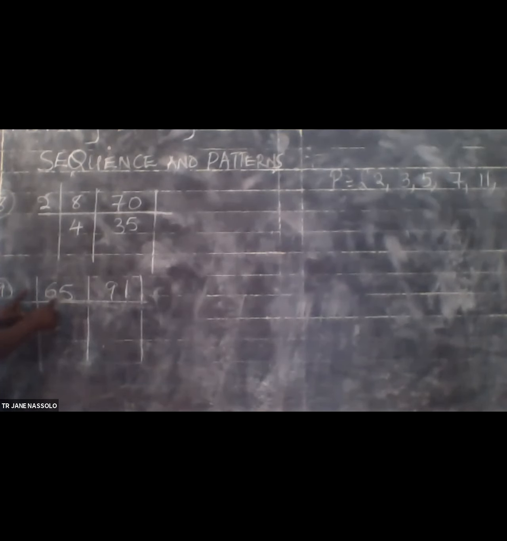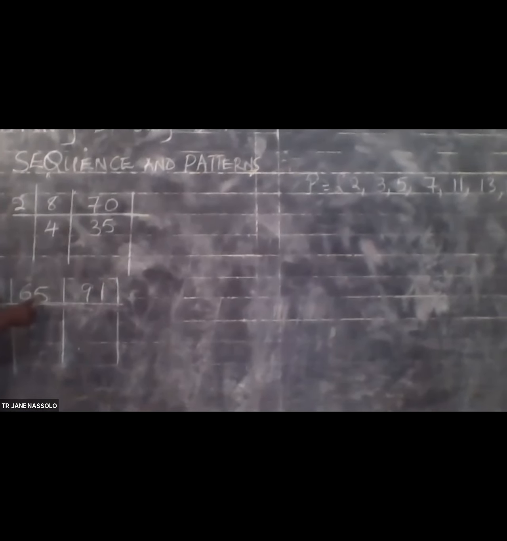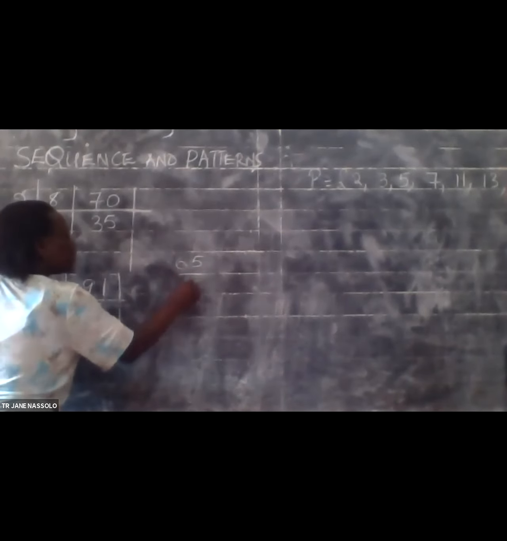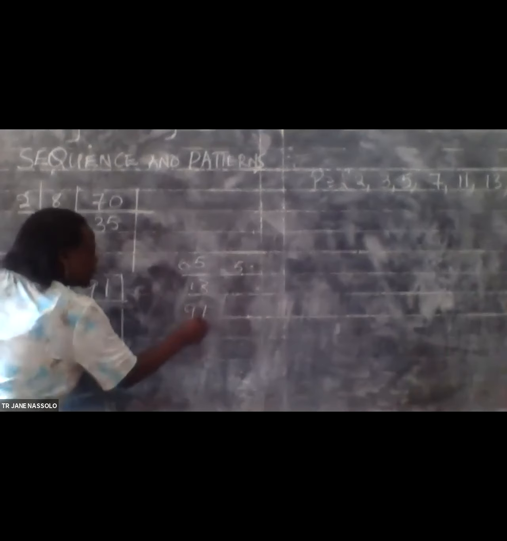We move to the next one, 11. It cannot be divisible by 91. Can we look at 13? 65 divided by 13. How many times? It goes there 5 times. What about 91?